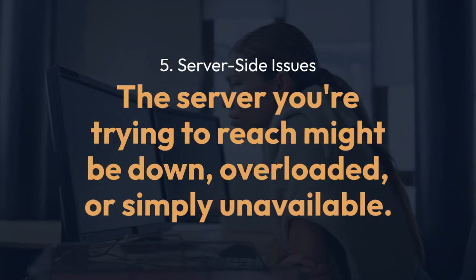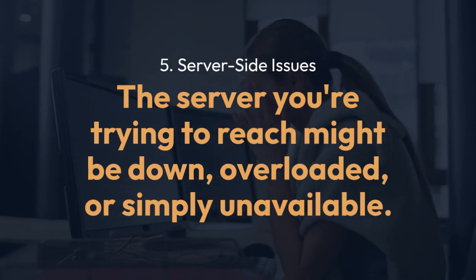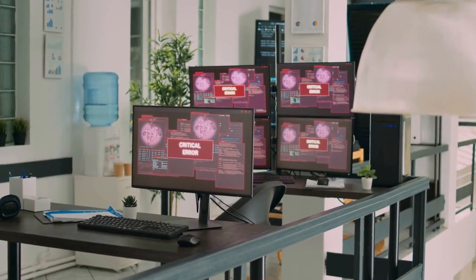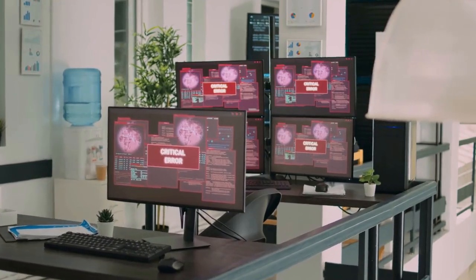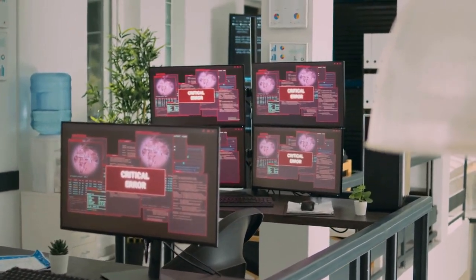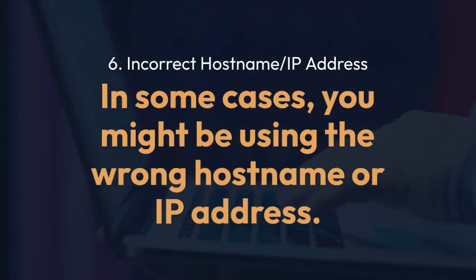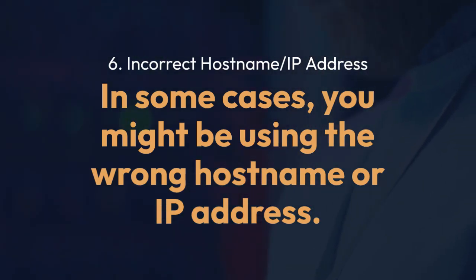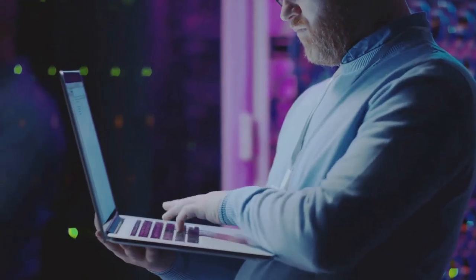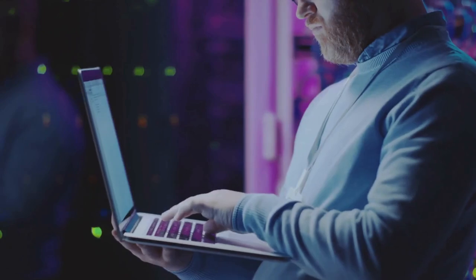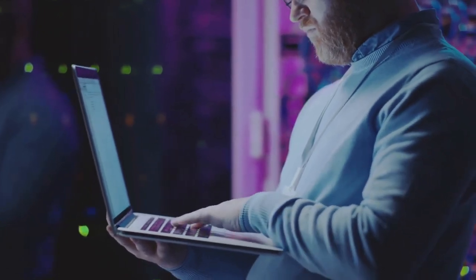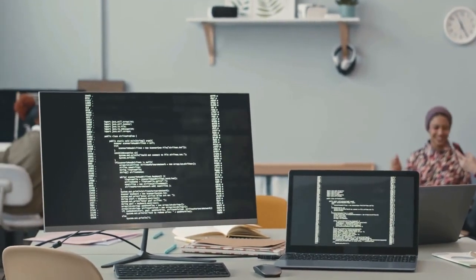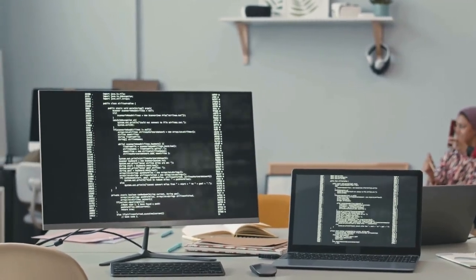5. Server-side issues. The server you're trying to reach might be down, overloaded, or simply unavailable. Check the server's status using tools like a website monitor or contacting the server administrator. 6. Incorrect hostname or IP address. In some cases, you might be using the wrong hostname or IP address. Ensure you're using the correct address in your Node.js code, and if you're using an IP address, verify its accuracy. If you're unsure, check the website or its documentation for the correct connection details.